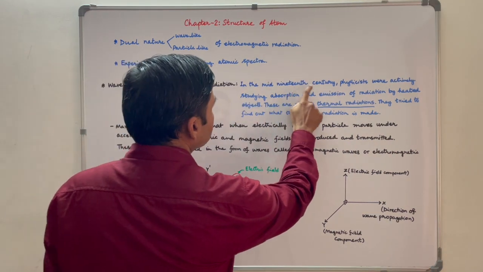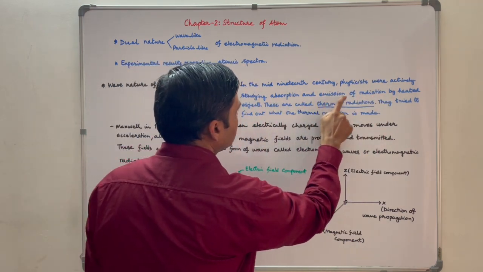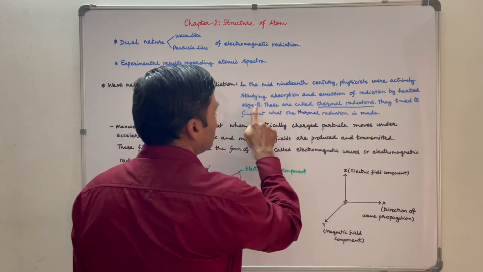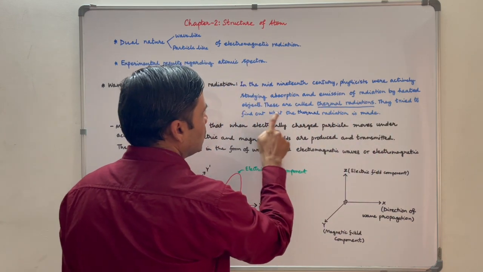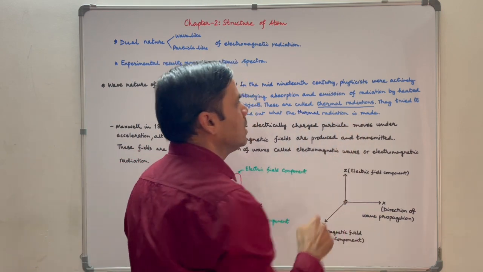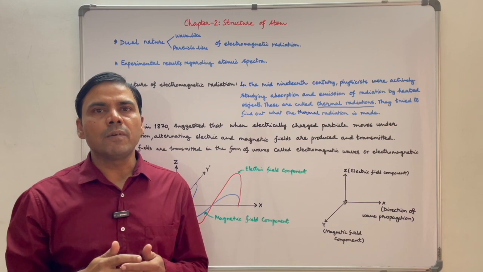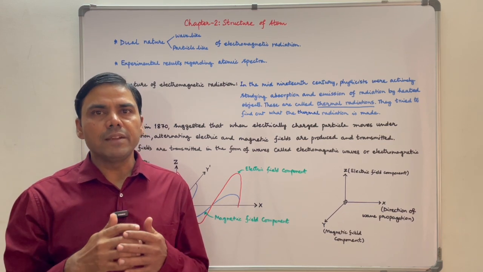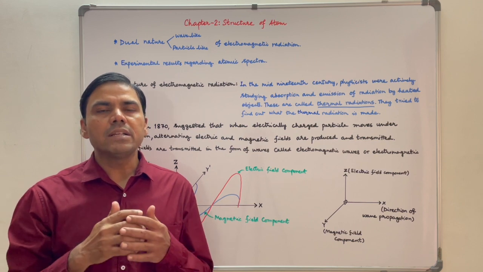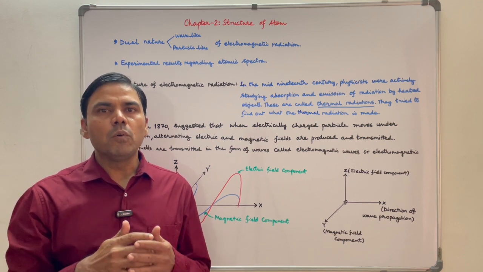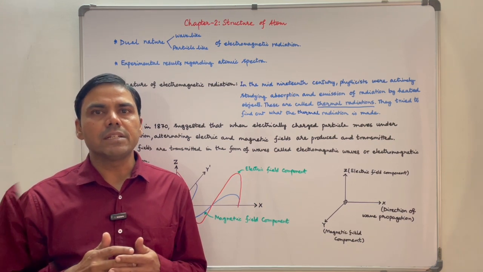In the mid 19th century, physicists were actively studying absorption and emission of radiation by heated objects. These are called thermal radiations. They tried to find out what the thermal radiation is made of. Later, they were able to figure out that thermal radiation consists of several waves of varying wavelengths and frequencies. They are part of electromagnetic spectrum. We will talk more about electromagnetic spectrum when we study blackbody radiation.